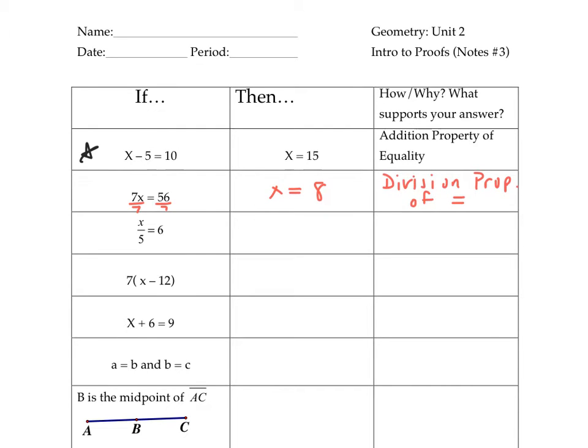Alright, on to the next example. We have x divided by 5 is equal to 6. So we can multiply both sides by 5 to arrive at our answer, x is equal to 30. The 5's divide out on this side, but essentially we're multiplying both sides of the equation by 5 to solve it. So that's an example of the multiplication property of equality.